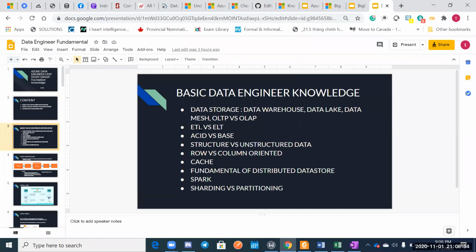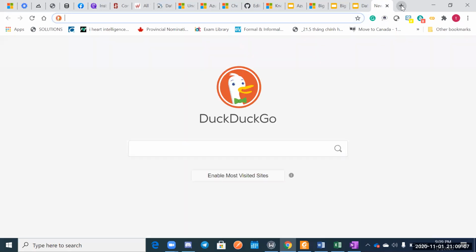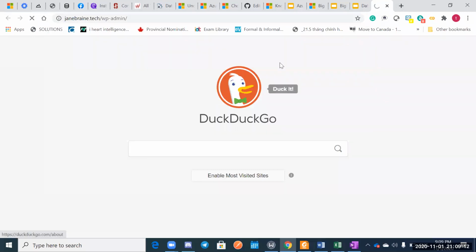So guys, remember this knowledge because it's very important when we move to the Azure platform, because we will be asked how to select different tools in different scenarios. I just want to briefly remind you of ETL versus ELT, OLTP versus OLAP, structured versus unstructured data, row and column based, and different fundamentals like Spark, sharding, partitioning. What I have done this week for everyone is that I read the material on the DP 200, the official guideline, and I summarized it into a table.